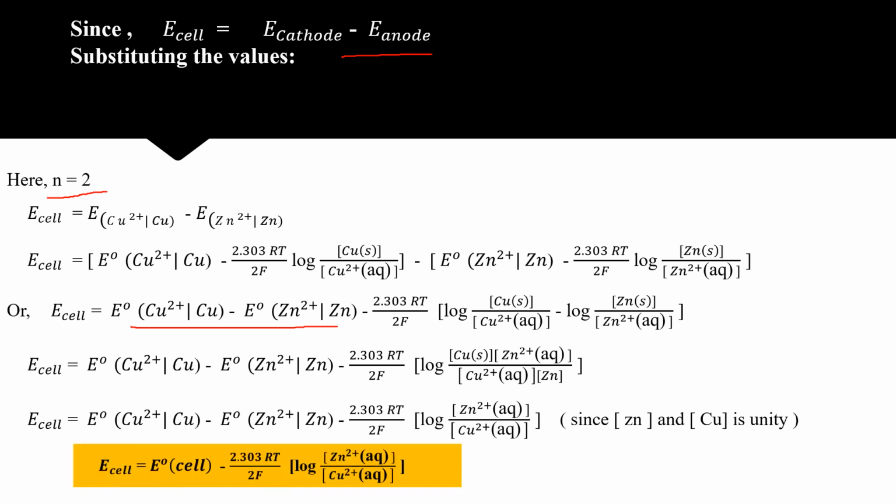Or the final equation may be E of cell equal to E naught of cell, because E naught of copper minus E naught of zinc gives E naught of cell, minus 2.303 RT upon 2F into log concentration of zinc ion divided by concentration of copper ion. So from here, it is log of concentration of anode ions divided by concentration of cathode ions.